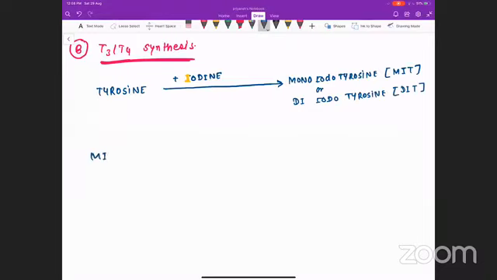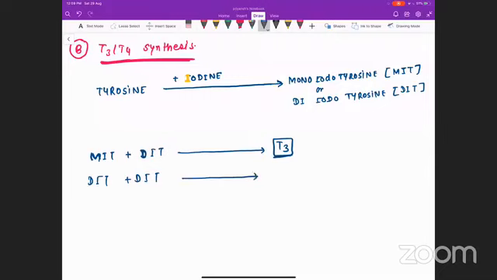Then what happens is this MIT will unite with 1 molecule of DIT. Mono will unite with di. If mono unites with di, then it is going to make T3. Mono plus di, it is T3. If di plus di, diiodotyrosine unites with diiodotyrosine, it is going to make T4. So it is a simple iodination process of the tyrosine that is going to synthesize T3 T4. MIT plus DIT is T3, and di plus di is T4.